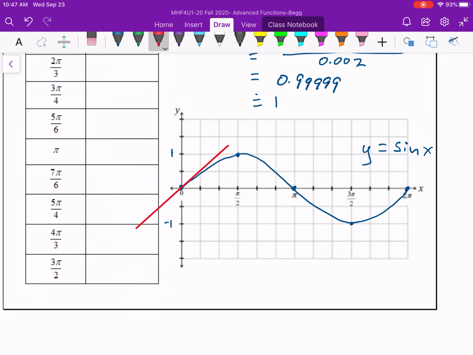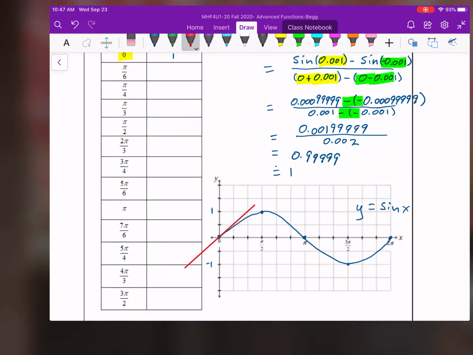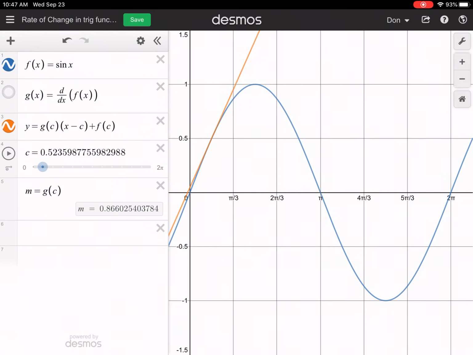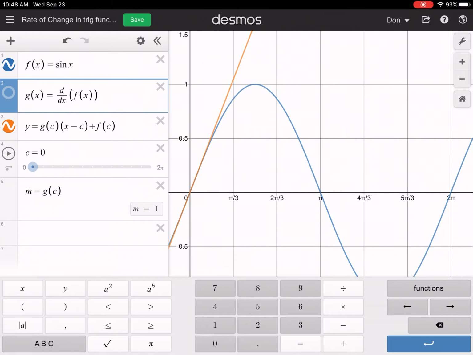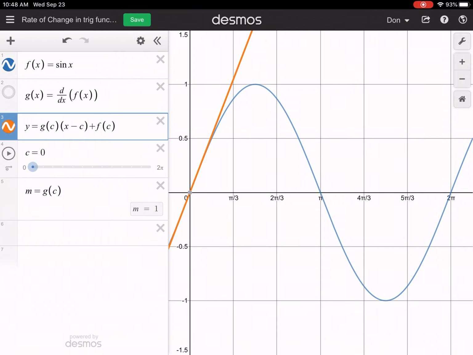Now, we want to find the point. We're going to fill in all these different points along the graph. That's a lot of calculating. So instead of doing that, I've got a Desmos program which will show us how that works. Let me drag it back. If you look at line 4 here, counting them as 1, 2, 3, 4, you can see that C is set at 0. You can see we have this tangent line here at 0. And if you look at line 5, it says in the bottom right, m equals 1. So that's where we're going to look for the slope.